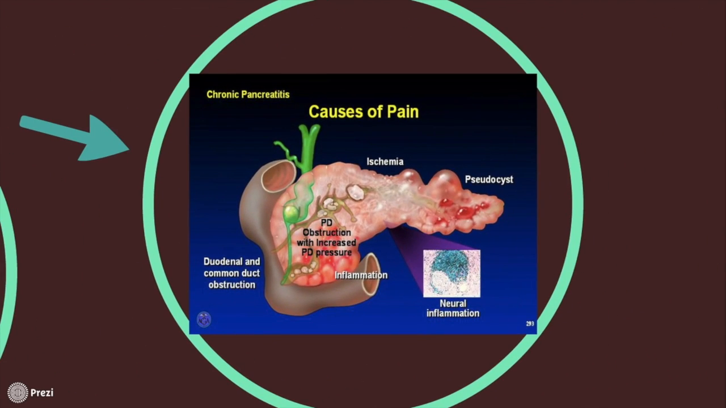This is an image of what causes pain and how chronic pancreatitis happens. You can have inflammation, obstruction, cell death, and cysts that develop on the pancreas.